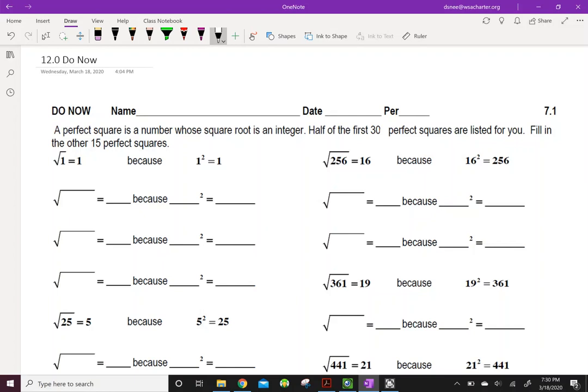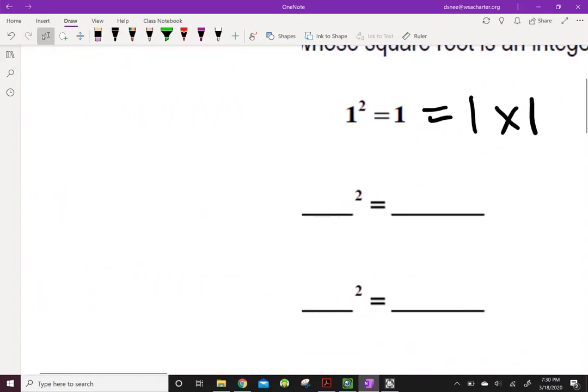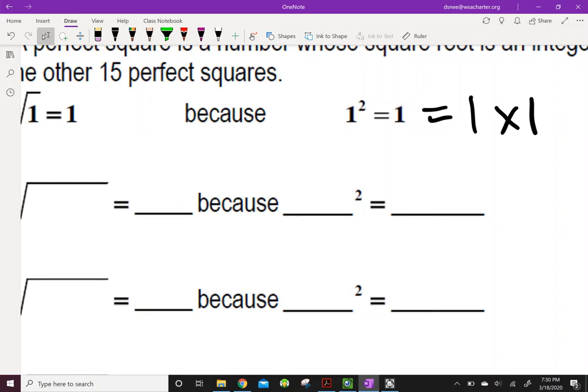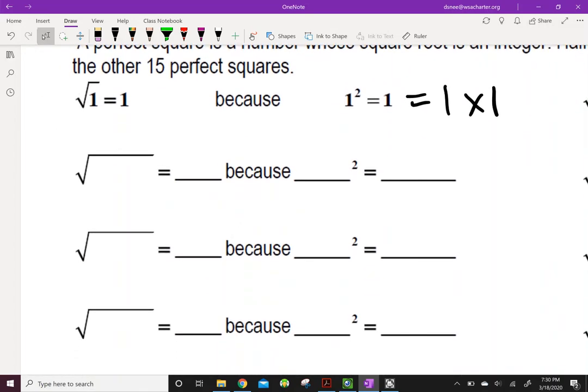Okay, the first example says the square root of 1 is equal to 1 because 1 squared is equal to 1. 1 squared, 1 to the second power. That's just like saying 1 times 1. The exponent tells you to multiply the base by itself 2 times. Okay, the next example there is blank. Okay, right next to the equal sign, there's a 1. The next one's going to be a 2.